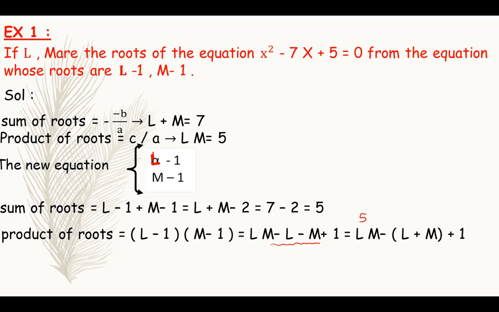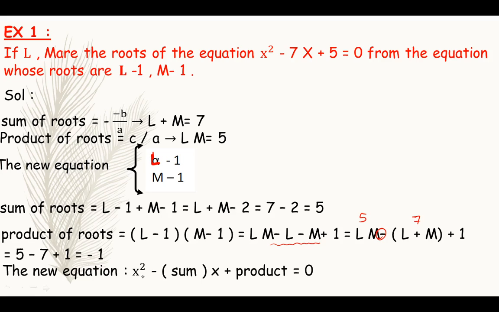Negative L minus m, we are going to take negative as a common factor. So the result will be negative L plus m, which is the sum of the roots. So we are going to replace L plus m by 7. So the answer will be 5 minus 7 plus 1, which is equal to negative 1. The new equation is x power of 2 minus the sum of roots multiplied by x plus the product equals 0. So the answer for this example will be x power of 2 minus 5x minus 1 equals 0. Okay, let's go to another example.